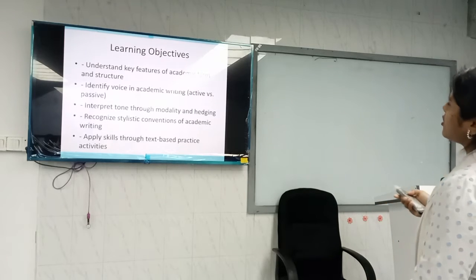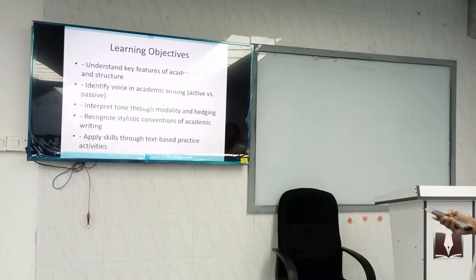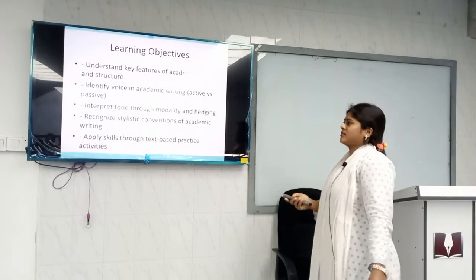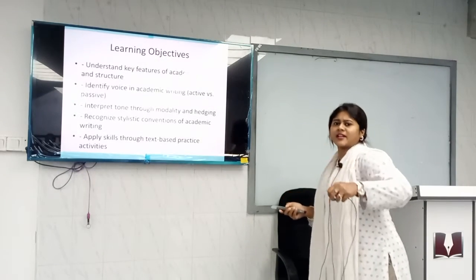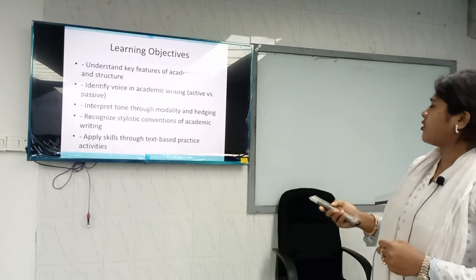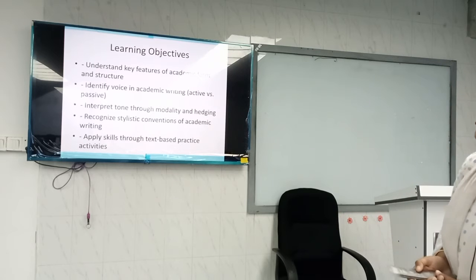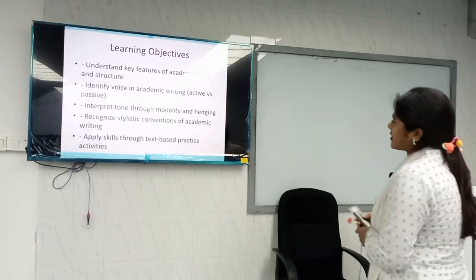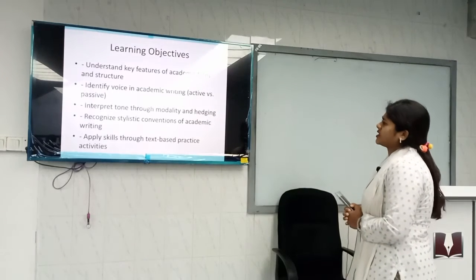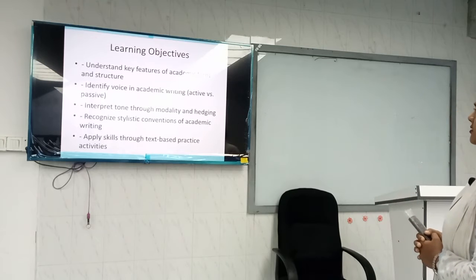Okay, so what are the learning objectives? Number one, we will understand key features of academic form and structure. Please, no photos, put your phones away. So identify key form and structure. Number two, identifying voice in academic writing, active versus passive. Number three, interpreting tone through modality and hedging.